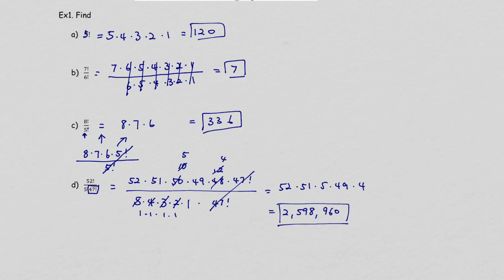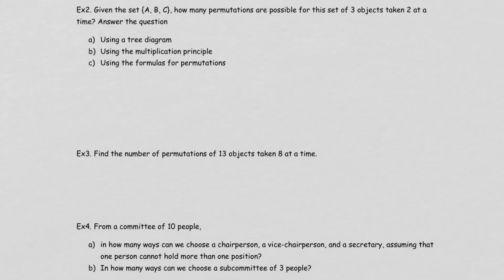We need to know that in order to use the permutation and combination formulas. Now, example 2 is asking to find the permutations from the 3-element set given, taking 2 at a time. The first time, use the tree diagram. The second time, use the multiplication principle. And the third time, we want to use the formula for permutations.